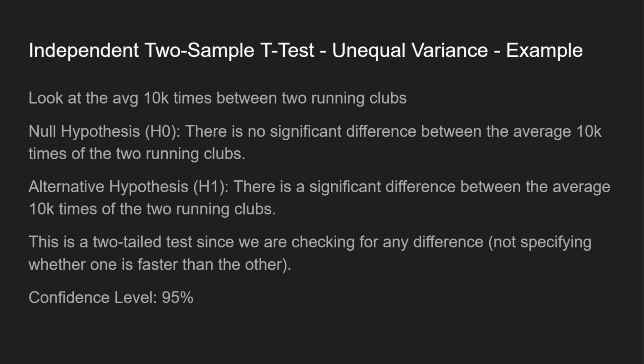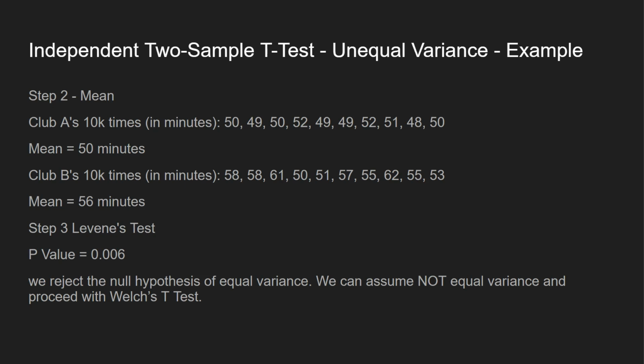And this is a two-tailed test since we're looking at any difference between the two groups. We're not specifying anything like that. And then our confidence level is going to be 95%, right? Okay, so now what we're going to be taking a look at is step 2, finding our mean.